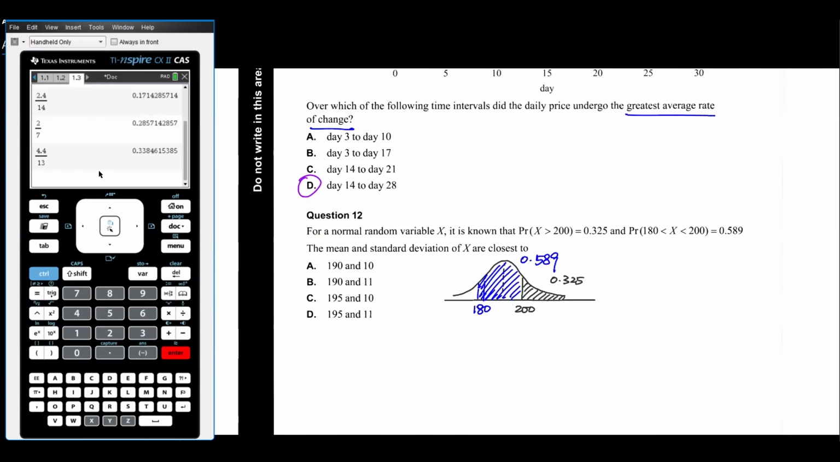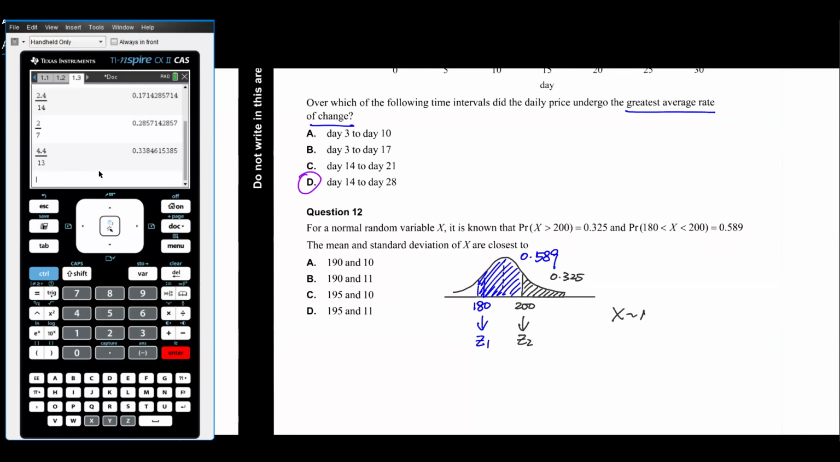So you have 0.589. Now, I'm going to find the z-score, and then we find the unknown mu and sigma. Okay. So Z1 is assigned to inverse norm. Well, remember, you have to use the left tail. So you're going to use 1 minus 0.589 minus 0.325. So you get the first Z value, I suppose. The second Z value is just inverse norm, 1 minus 0.325. So you get 0.45 something.